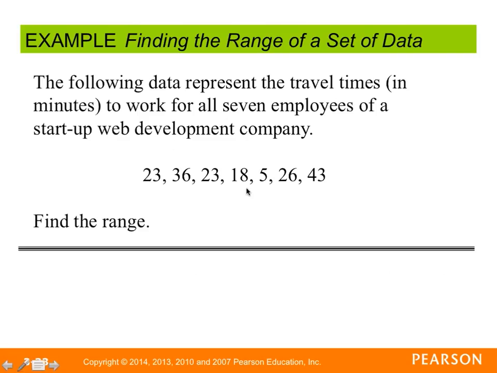So we have these 7 employee times again. If we want to find the range, we know that the lowest observation is 5 and the highest looks like 43. So in order to find the range, we just take our highest value, 43, and subtract our lowest value, which is 5, and we get 38 minutes.